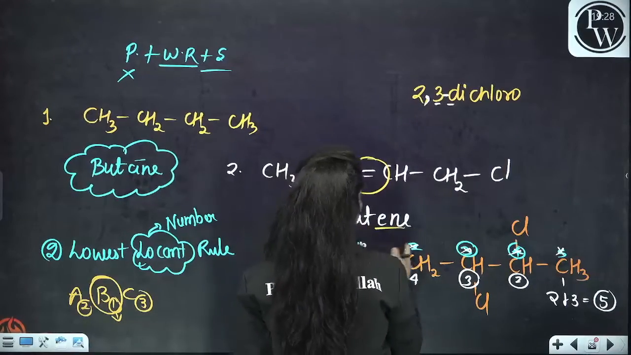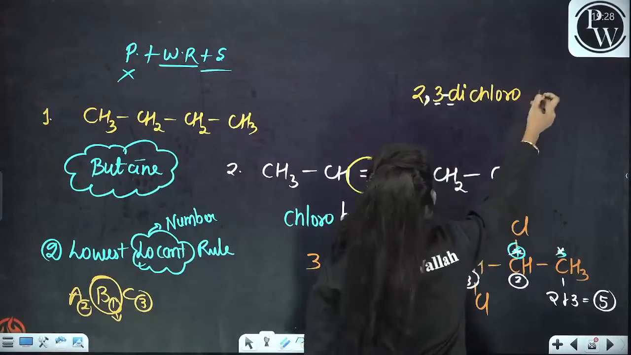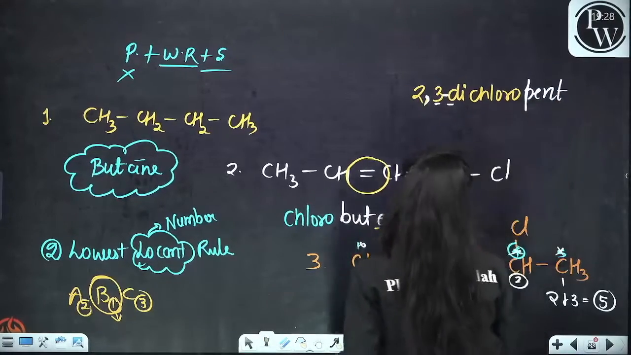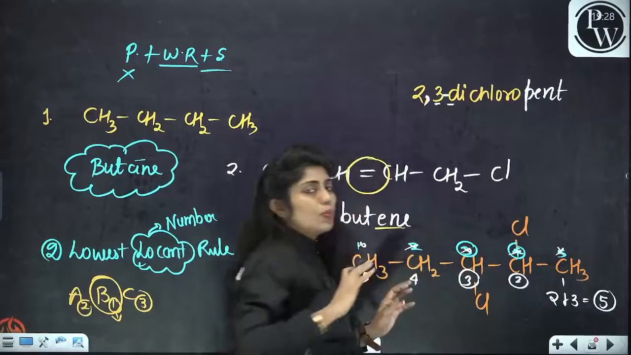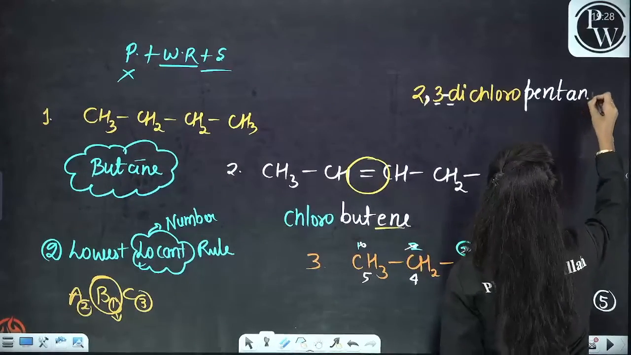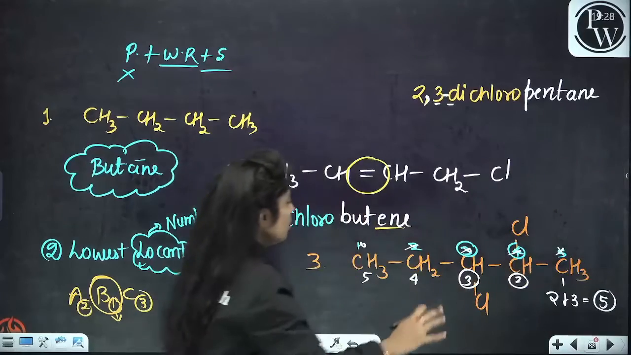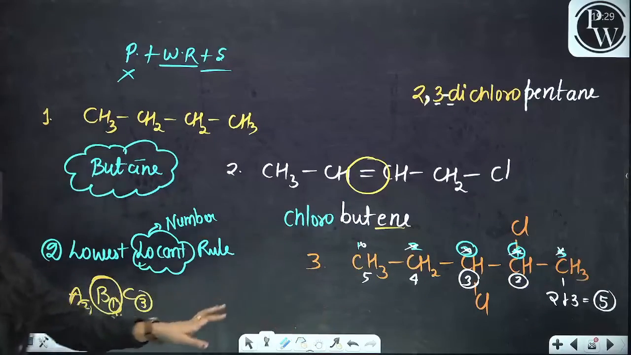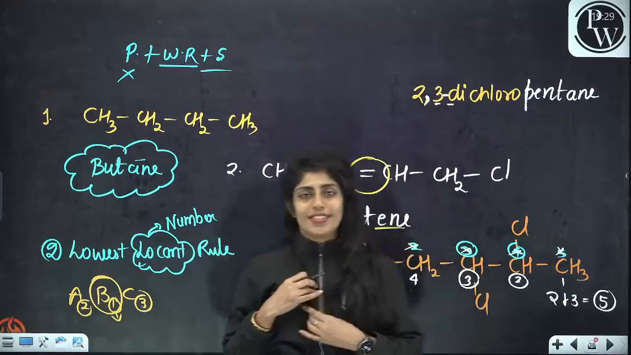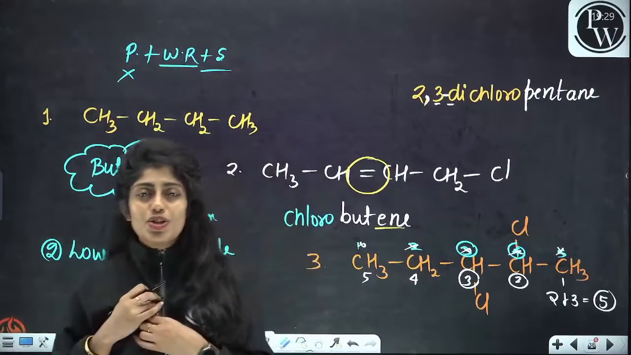Word root, 1, 2, 3, 4, 5, pent. Now, single bonded, double bonded or whatever. Single bonded, ane. Any functional group? Suffix? No. So that's your final name, 2,3-dichloropentane for this. Are we good? Are we enjoying this?